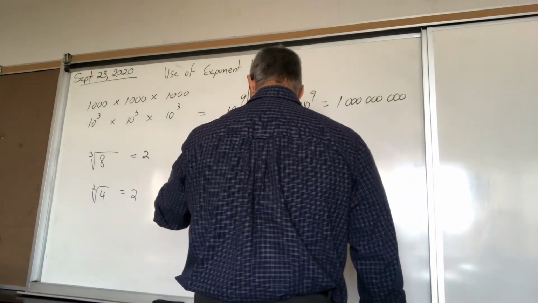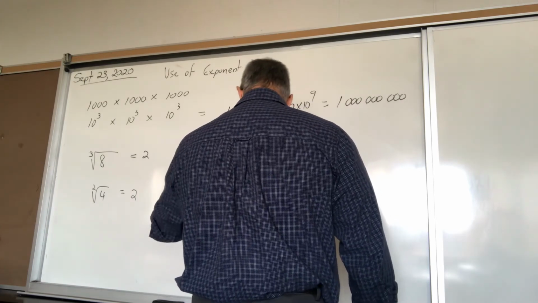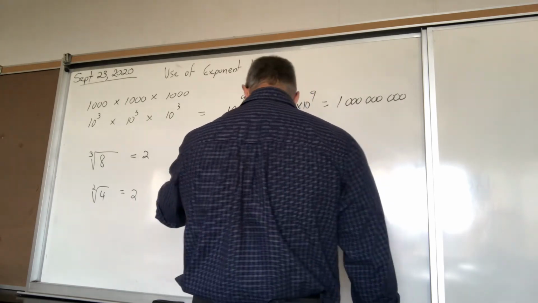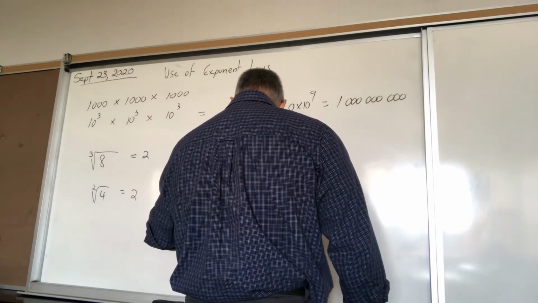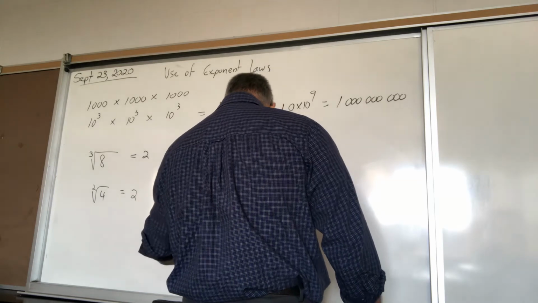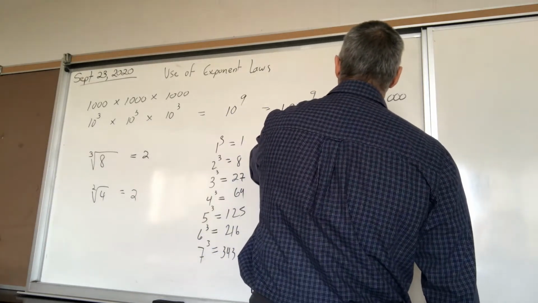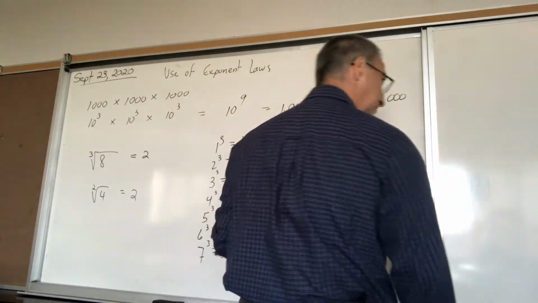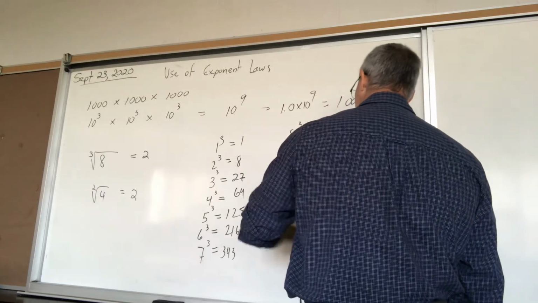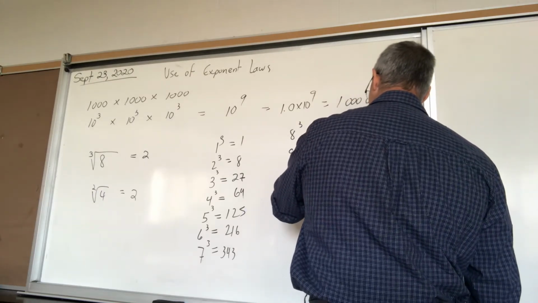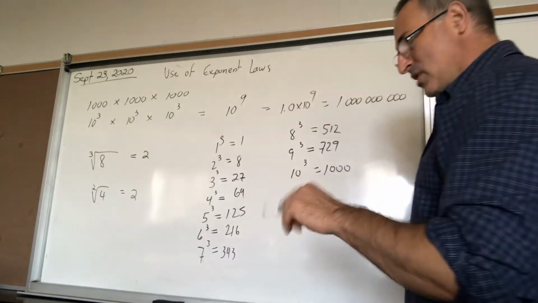So 1 cubed is 1, 2 cubed is 8, 3 cubed is 27, 4 cubed, which means 4 times 4 times 4 gives you 64, 5 cubed is 125, 6 cubed is 216, 7 cubed is 343, 8 cubed is 512, 9 cubed is 729, and 10 cubed is 1,000. So the taxi cab number is the smallest number which is still the sum of 2 cubes.